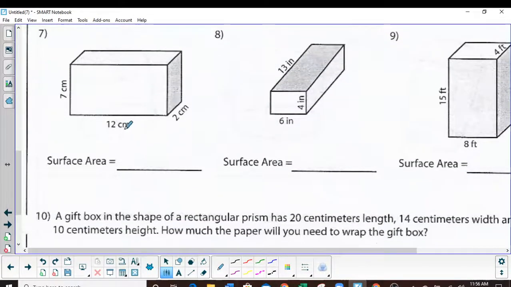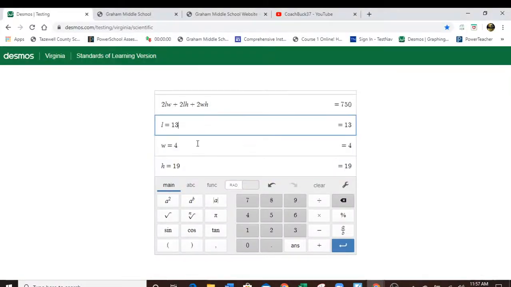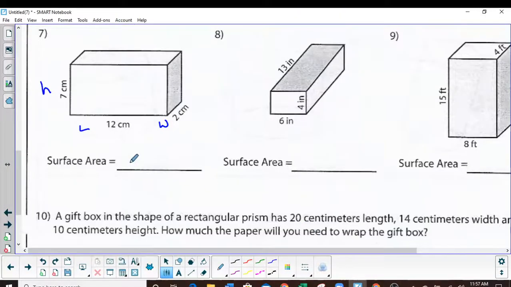I think on 7 I'm going to use 12 as my length, 7 as my height, and 2 as my width. Again, if I go too fast, just pause this thing, pop back over to Desmos. Leave your formula exactly like it is. Find your length, which in this case is 12. The width is 2. And our height is 7. 244 centimeters squared.